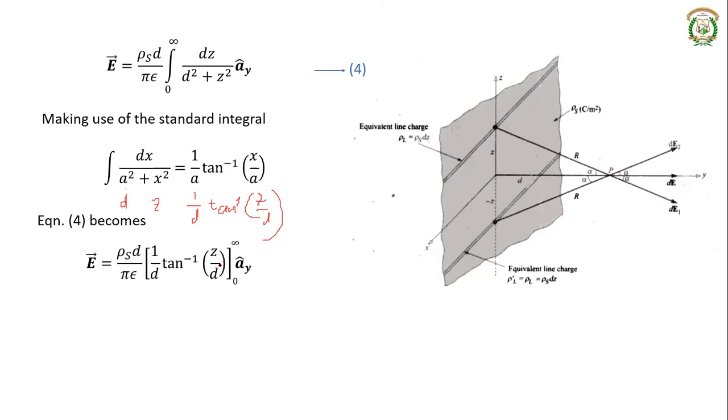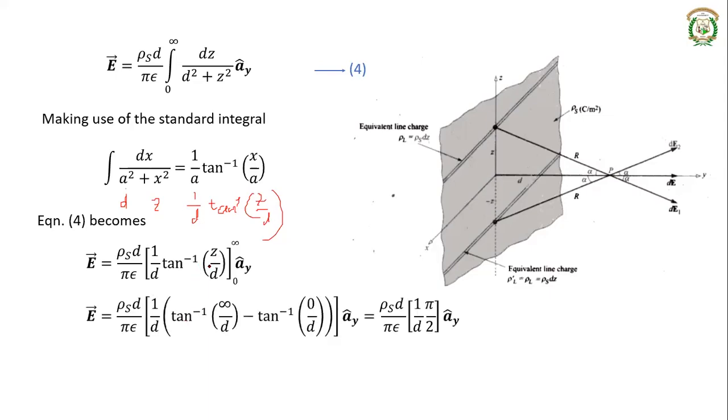So if you substitute the limits of integration, the first term will be tan inverse infinity by d minus tan inverse 0 by d. Tan inverse infinity is pi by 2, right? And tan inverse 0 is 0. Tan pi by 2 is infinity and tan 0 is 0. So tan inverse infinity is pi by 2 and tan inverse 0 is 0. So this term is 0, and tan inverse infinity is pi by 2. So I will get this 1 by d into pi by 2, right?